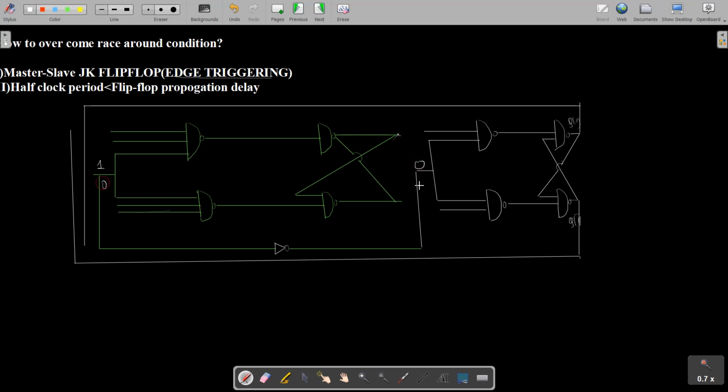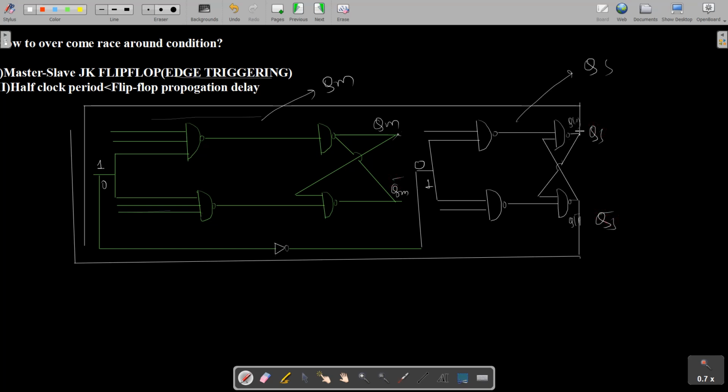If this is low, this will be high. And the operation of this is called master. That means master will be giving the command, as we are providing the input first over here. So the output of this will be acting as master, and the output of this will be acting as slave. So let me call it QM, QM bar, QS and QS bar.